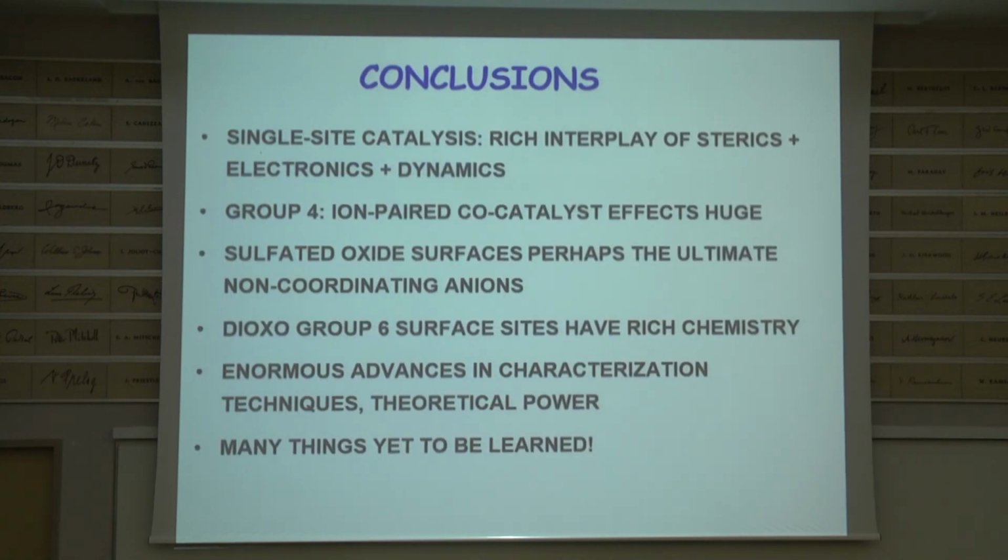Okay, so some conclusions to wrap up. These catalysts, think of these supports as ligands, as activators. They really change the chemistry in interesting and unexpected and presumably useful ways, including giving us hints about homogeneous catalysis. Ion pairing is very important in the group 4 catalysts. Sulfated oxide surfaces maybe are the ultimate non-coordinating anions. It looks like these oxo group 6 species are going to have a very rich chemistry, especially on non-classical supports.